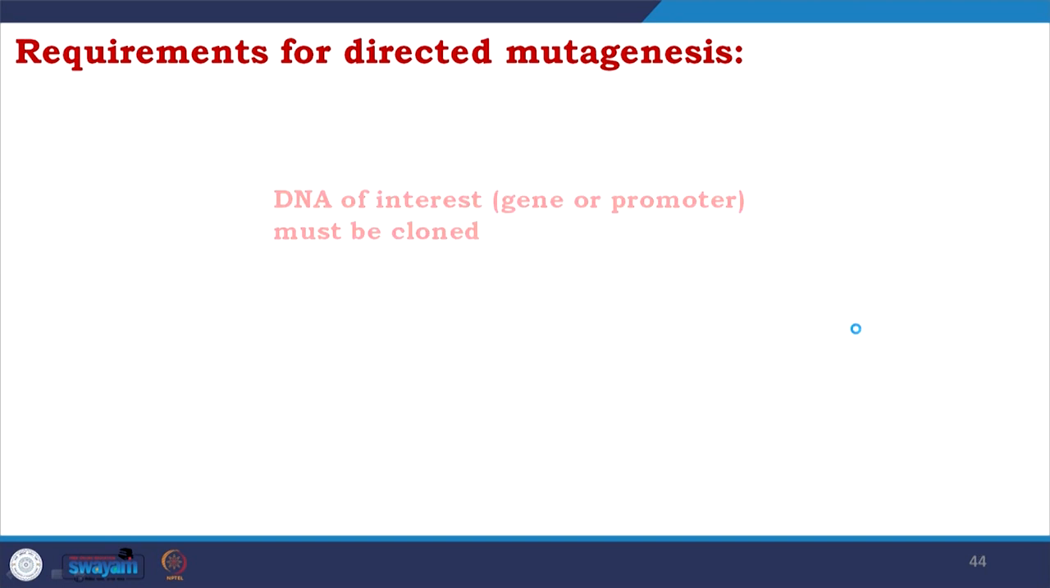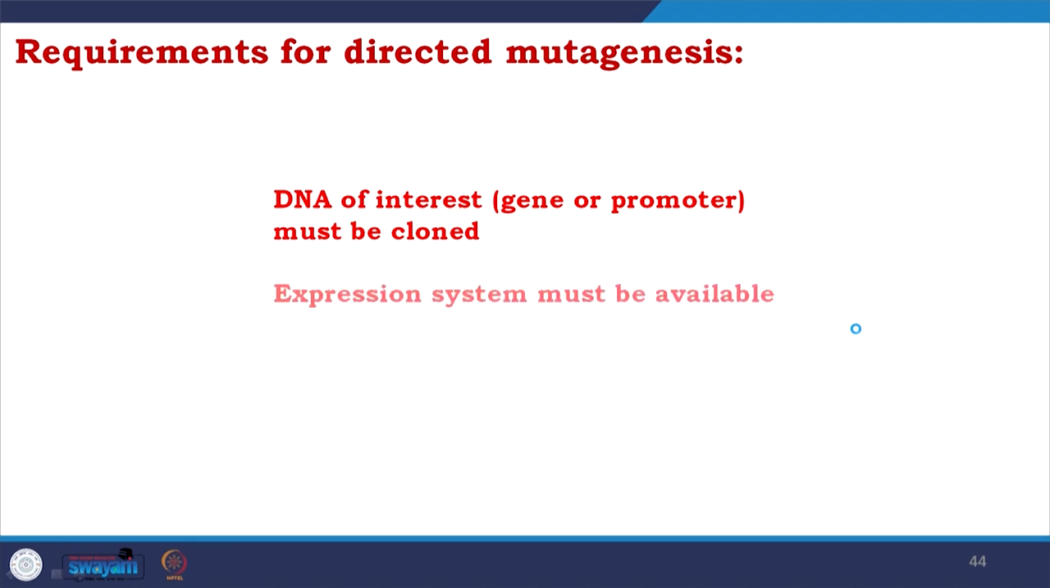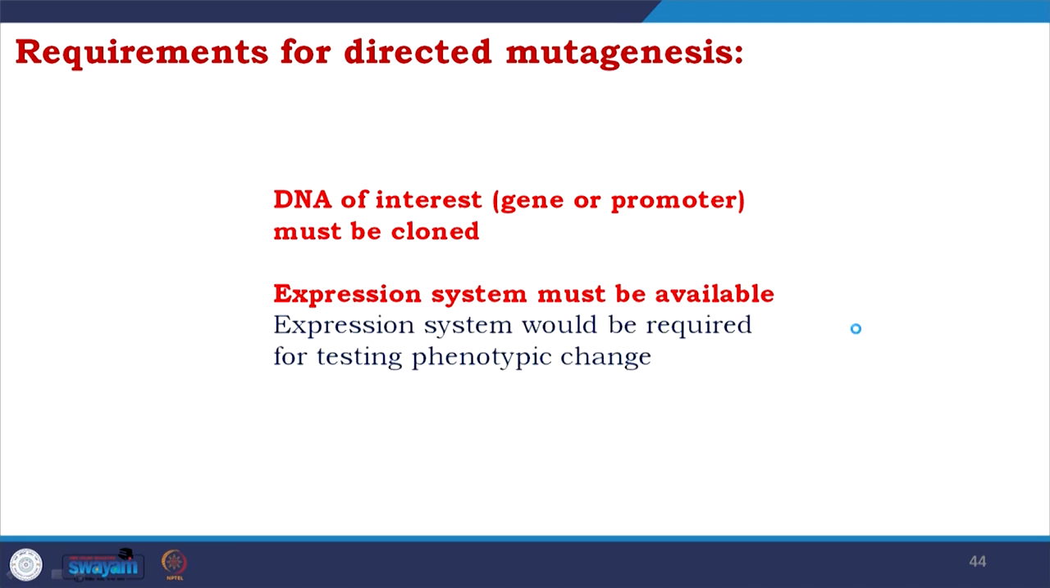Requirements for directed mutagenesis: DNA of interest, the gene or promoter region that should be cloned first, then an expression system must be available so that after the change we can express it. The expression system would be required for testing phenotypic change. You make a change, then you want to see the effect, so you need an expression system.